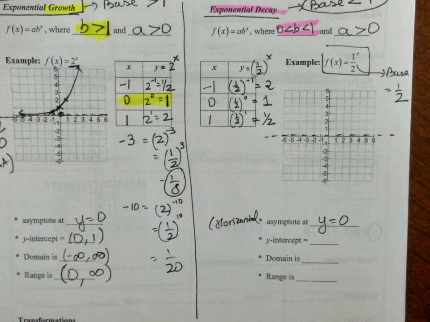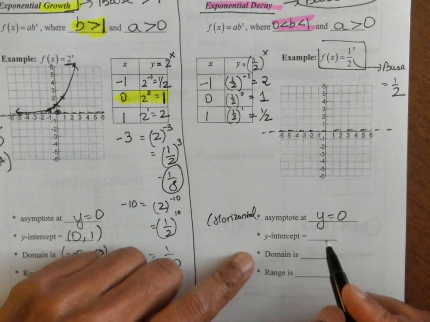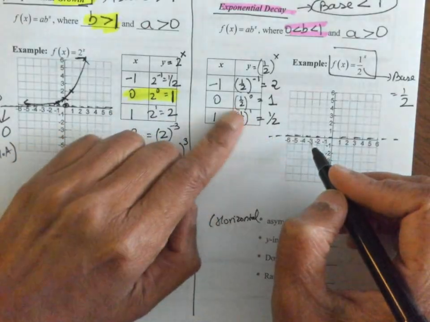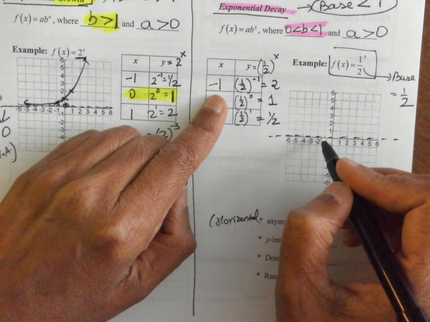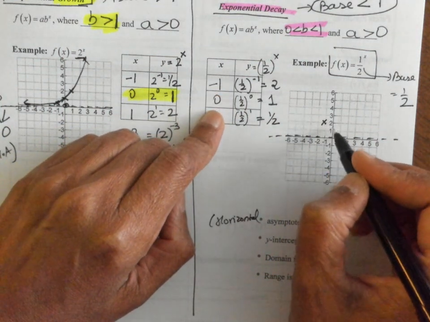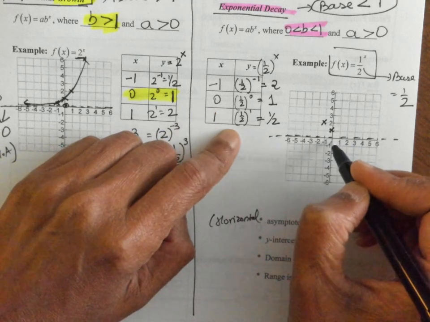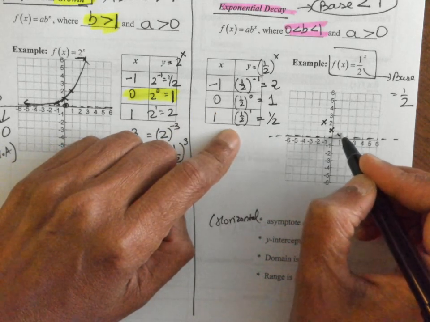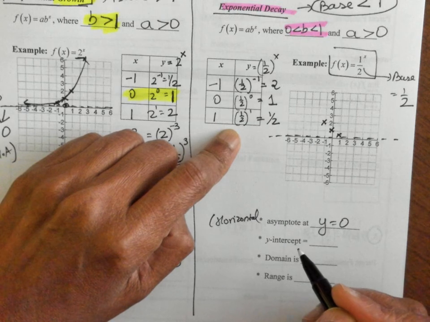And at some point I'll write down the note that exponential graphs have a horizontal asymptote and logarithmic graphs will have a vertical asymptote. Y-intercept always, okay, we didn't graph it. So at -1 it is 2. At 0 it is 1, and at 1 it is half. So what do you notice here?